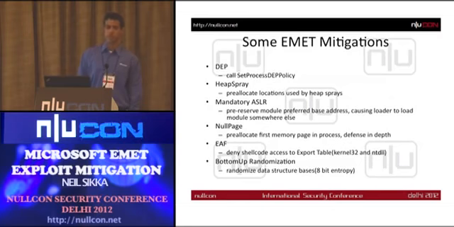So we basically deny shellcode access to the export address tables of kernel32 and NTDLL. Both of these modules, by the way, are very heavily abused by shellcode and attackers. We also have bottom-up randomization, which randomizes data structure bases. So, for example, where different data structures are in the virtual memory address.